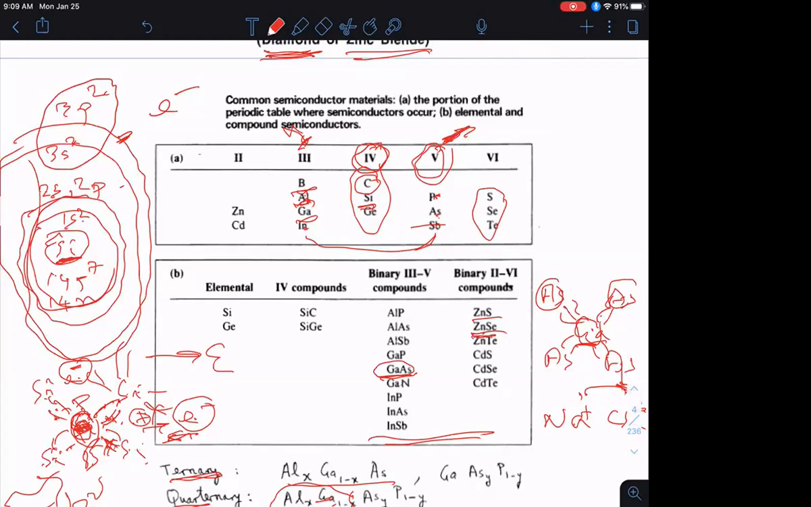Okay. You can then extrapolate those ideas to compound semiconductors such as gallium arsenide, where gallium has 3 electrons, arsenic has 5.